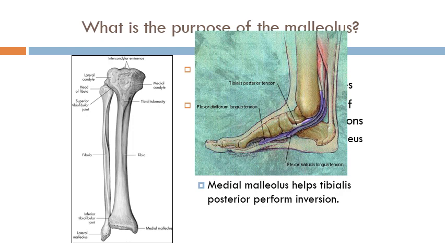And again, there's bony stability to the ankle that they help to provide, particularly the lateral malleolus because it's so big and has such a distal projection. But this is the big part of what the malleolus on each side does biomechanically for the foot and ankle.